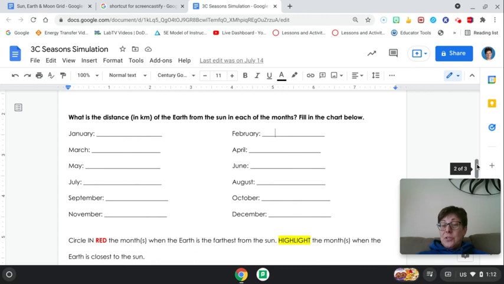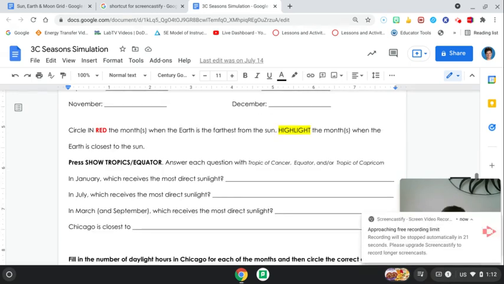And it says circle in red the months when the Earth is farthest from the sun. So if it's far away, that means it's a big number. There's probably one or two. And then you're going to highlight the months where it's closest to the sun. That's the smallest distance, the smallest number. Okay? You're going to finish up this handout, and if you need another video to explain the rest, email me and I'll make that for you.